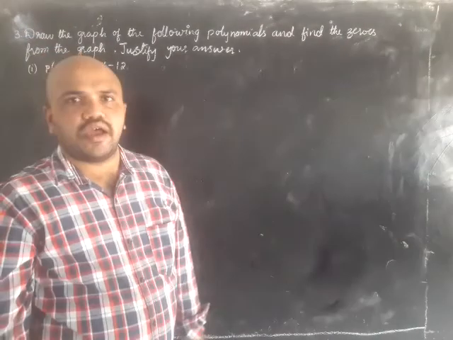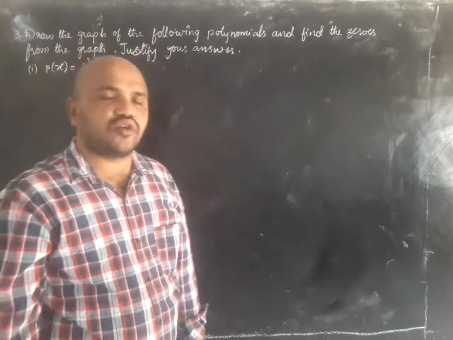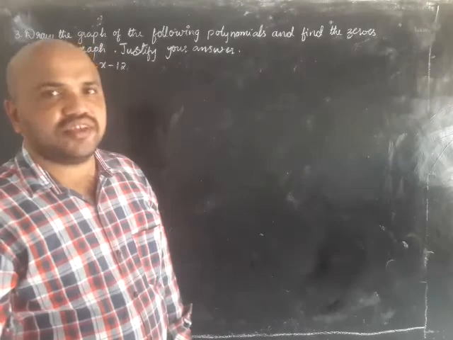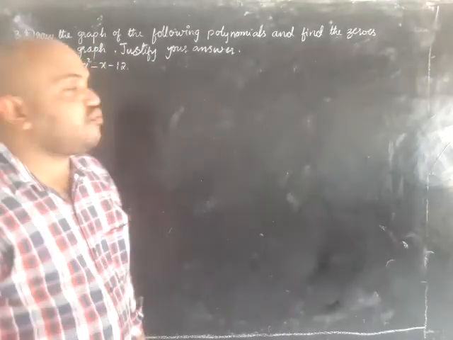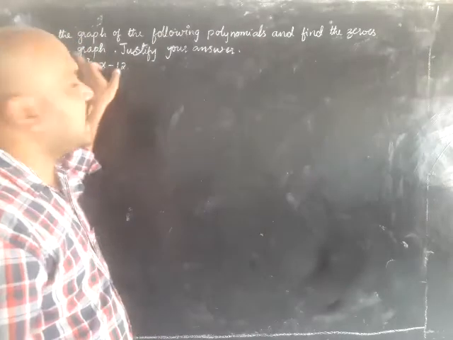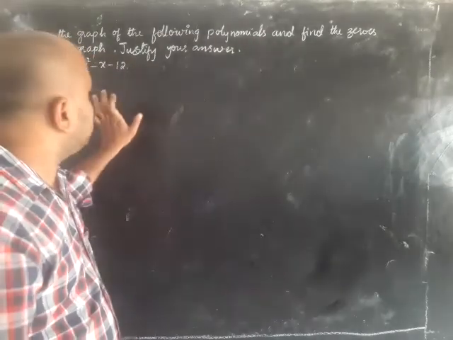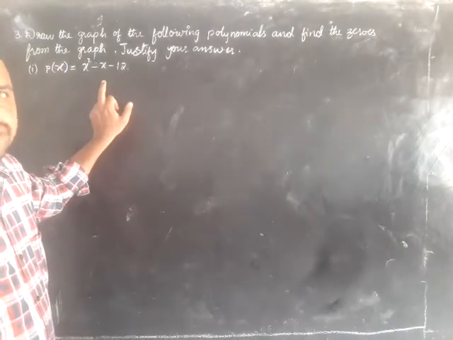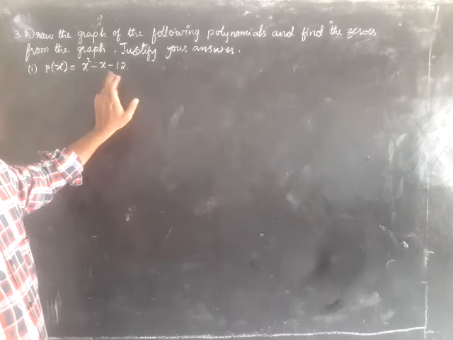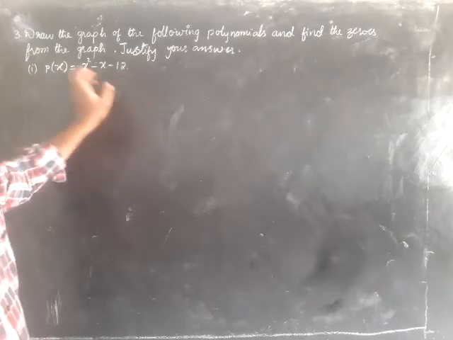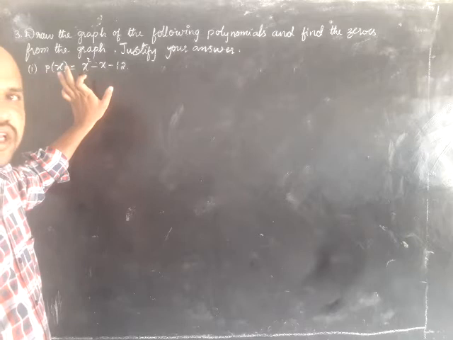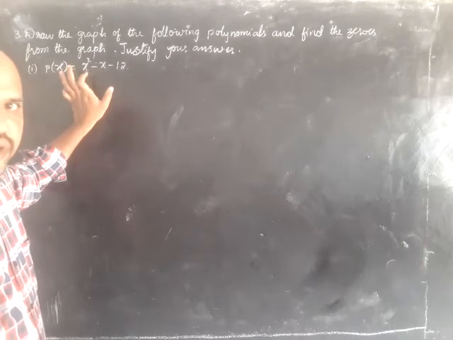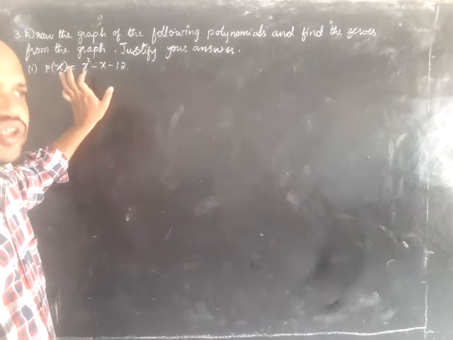Hello students. In the previous classes we have learned how to find the zeros by using prime factorization. Now in this session we are going to find the zeros with the help of graphs. Here he has given the polynomial p of x is equal to x square minus x minus 12. So we have to plot this quadratic polynomial on the graph, and from the graph we have to find the zeros.